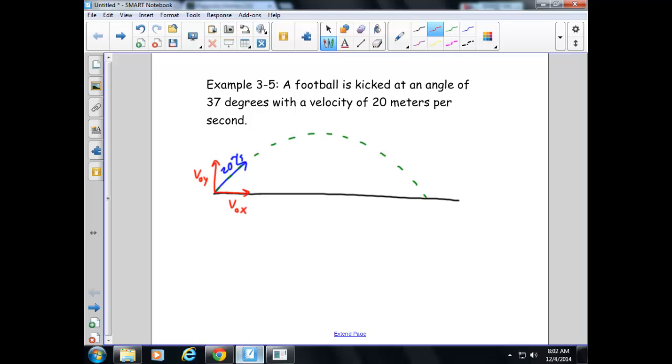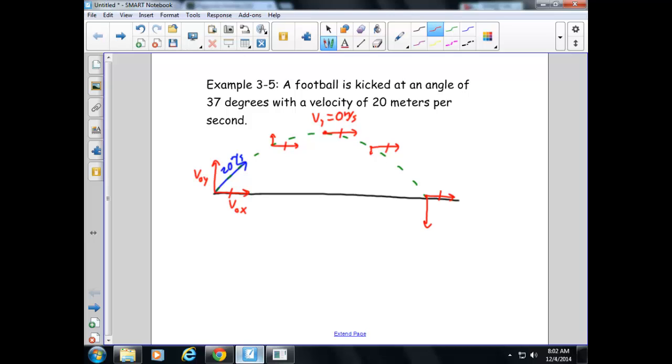And just like we did before, as time goes on, there's no acceleration in the horizontal direction, so the initial x velocity stays the same at each spot. There is an acceleration in the y direction, so the y velocity decreases, and the speed in the y direction decreases until Vy equals 0 meters per second at the very top of the football's flight, and then it increases in speed in the opposite direction as it goes back downward.